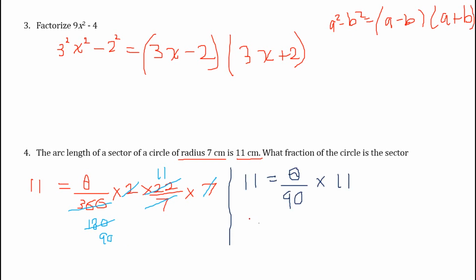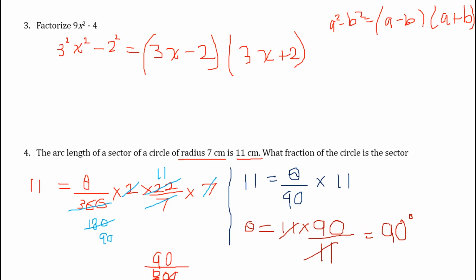So now I'll be subjecting theta. So theta will be equal to, when you take all the terms to the left hand side, the multiplication of 90 and the multiplication of 11 goes to the opposite side with the opposite sign. So division by 11. So you cancel this 11 with this 11. So theta will be equal to 90 degree. So the fraction that bears the sector compared to the circle will be equal to 90 over 360. That will be equal to 1 over 4. So the fraction of the circle compared to the sector will be equal to 1 over 4.